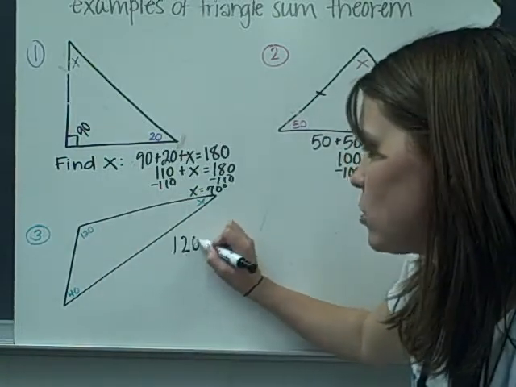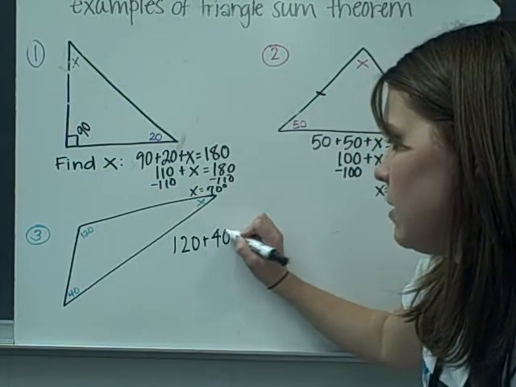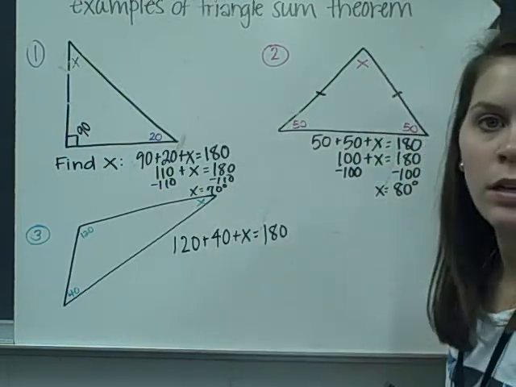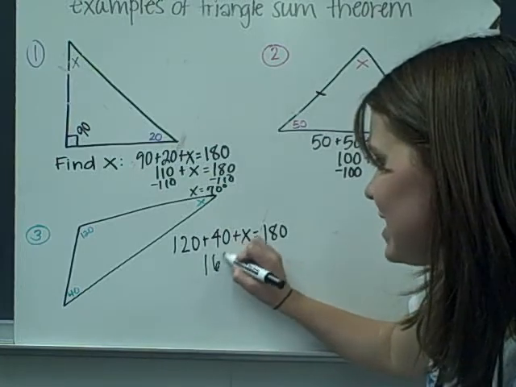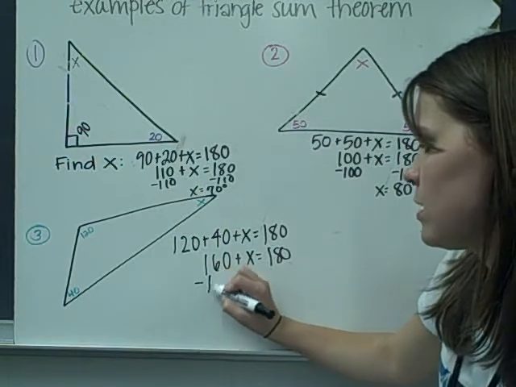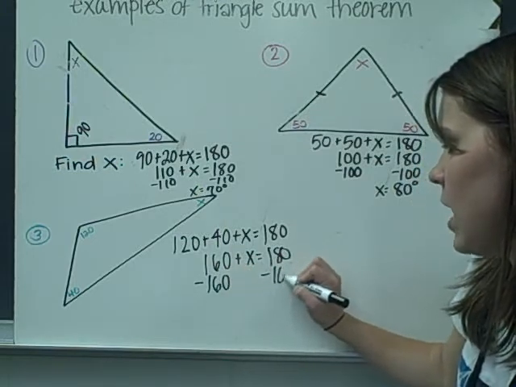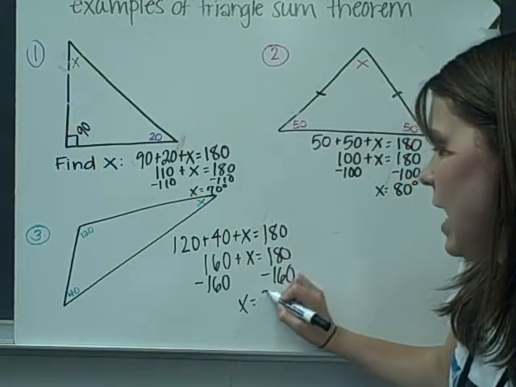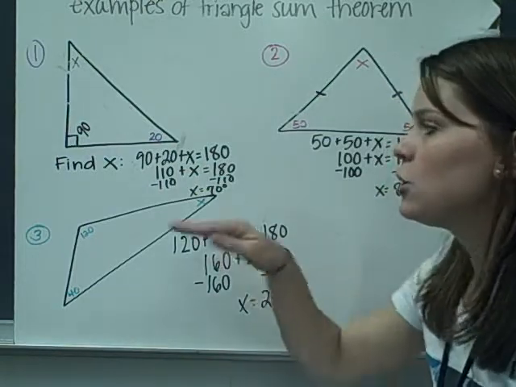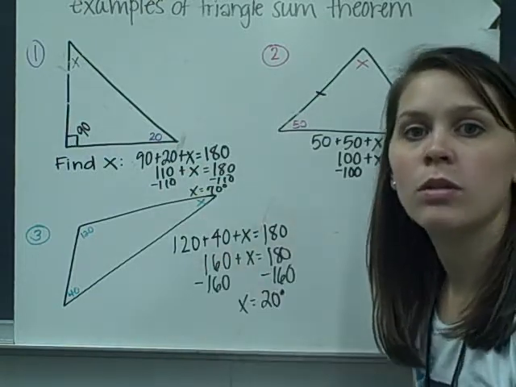So 120 plus 40 plus x is 180. 120 plus 40 is 160, plus x is 180. So when we subtract 160 from both sides, we should get x to be 20 degrees. So all of these, you add them up and set them equal to 180.